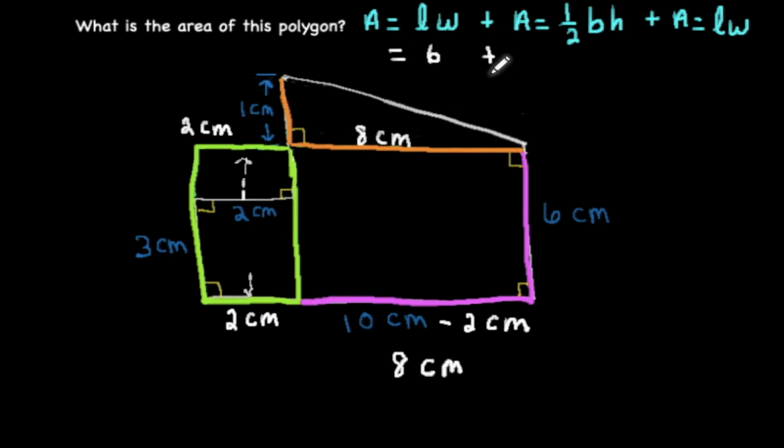Plus the area of the triangle, we have 1/2 times the base times the height. So 1/2 of 8 is 4. And 4 times the height of 1 is equal to 4. So this is equal to 4. So I'll place that right here. And then we have the area of this other rectangle, which is length times width, which is 8 times 6 equals 48.